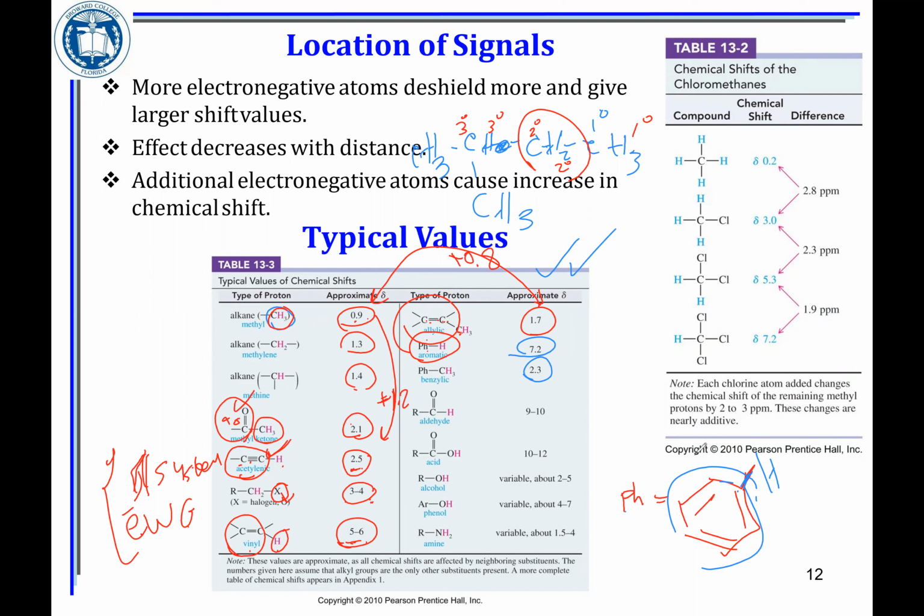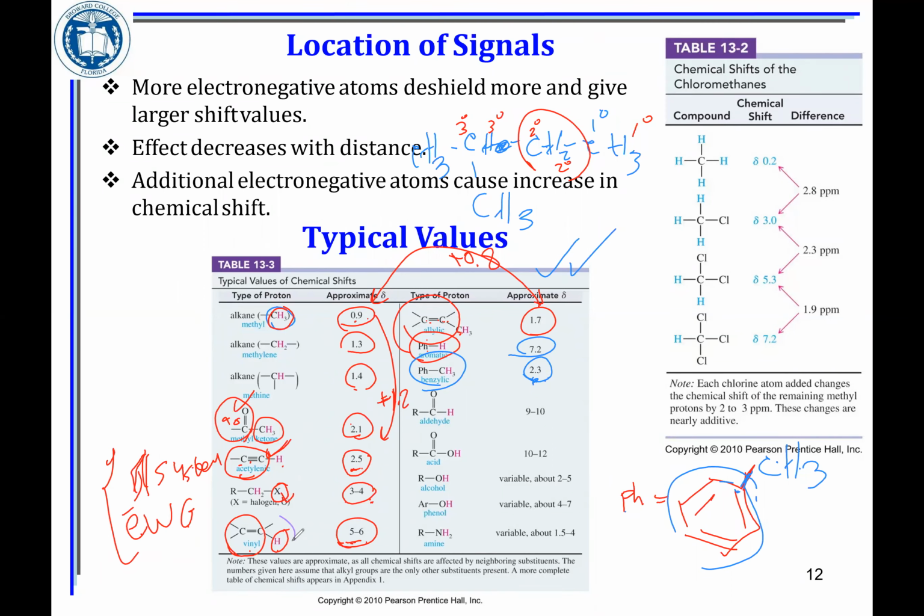But if it's not directly attached to the benzene ring, what would it be? Let's say you have a benzene ring here, then you have a CH3. This is not hydrogen directly attached to the benzene ring. It's directly attached to a carbon that is attached to the benzene ring, and that is an indirect effect. So you see that pattern again. So this is like a 2.3. We had a similar situation here for indirect effect.